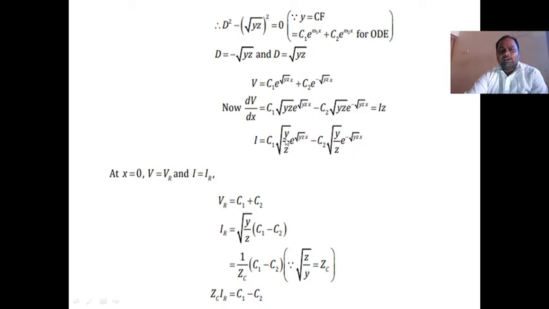Now consider the receiving end side, which means the right side. At the starting point, the distance x is equal to 0. The voltage becomes the receiving end voltage and the current becomes the receiving end current. This is a boundary condition, used in order to find the C1 and C2 values.